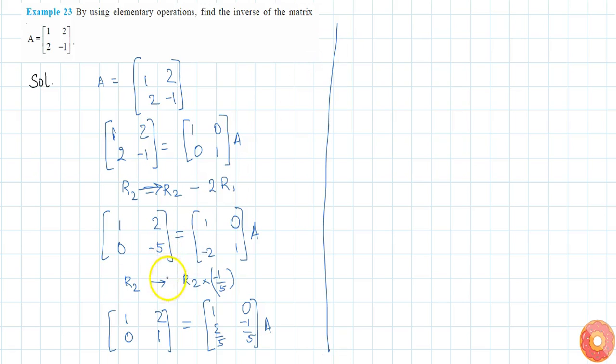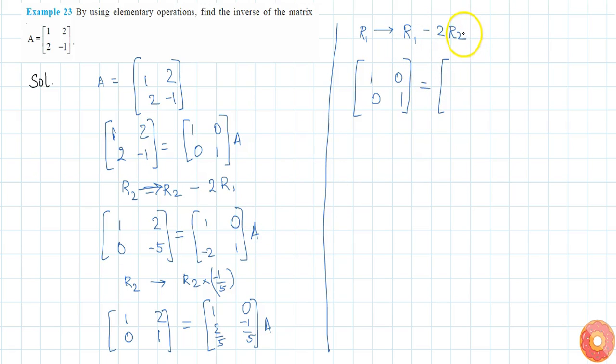Now I need to make this element above, the 2, 0. So I'll be using the row operation R1 is replaced by R1 minus 2 times R2. You can see the advantage of following this process. Once we make the elements below the diagonal 0, they won't be coming back here again. 1 and then this will be 0, 0, 1. So we got the identity matrix.